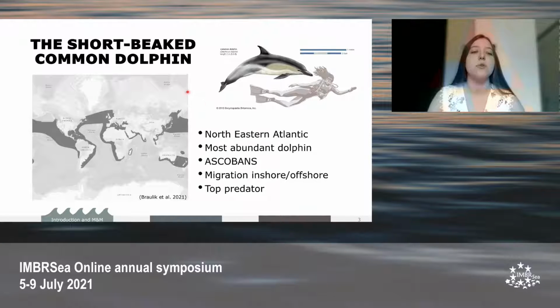The short-beaked common dolphin has a broad geographical range, but we focused mainly on the northeastern Atlantic population. Over there, it's the most abundant species, and it's protected. The species has known seasonal migration inshore and offshore based on prey movements, which are in turn based on environmental conditions. The species is a top predator, which means it plays an important role in maintaining ecosystem balance.